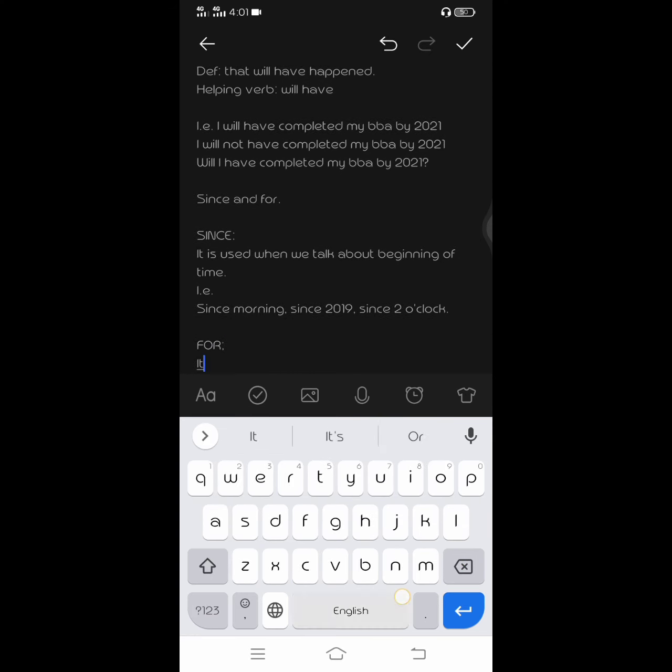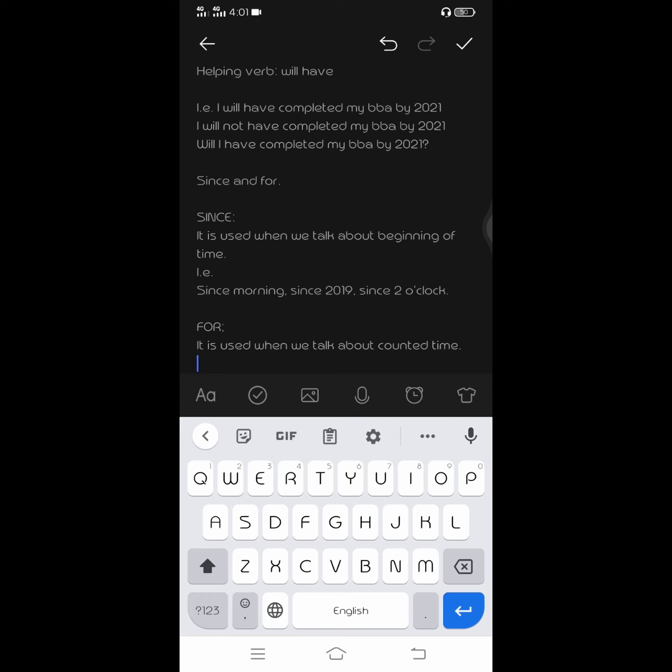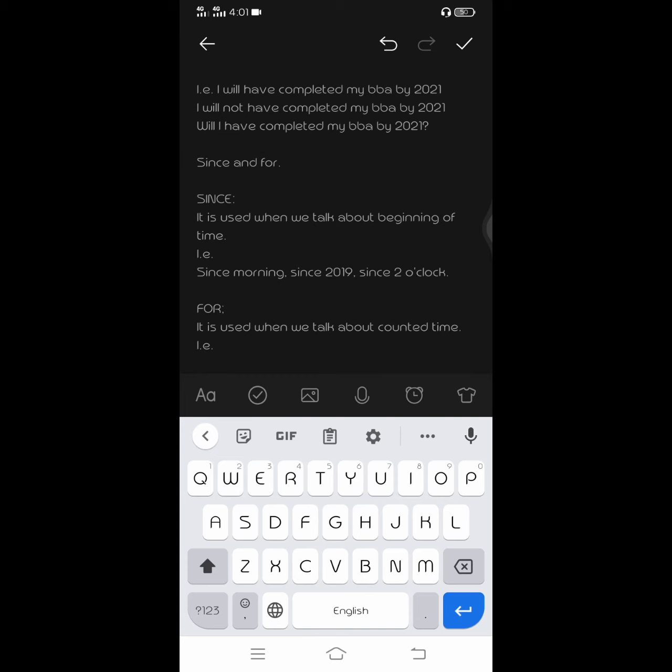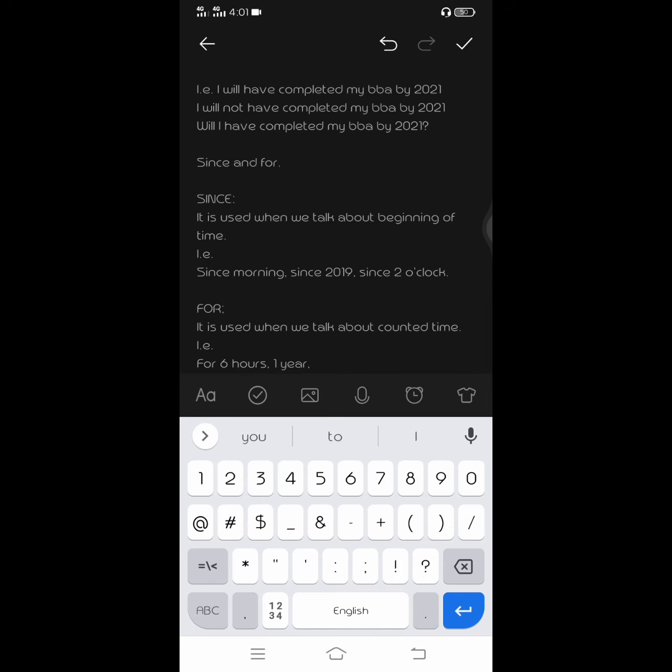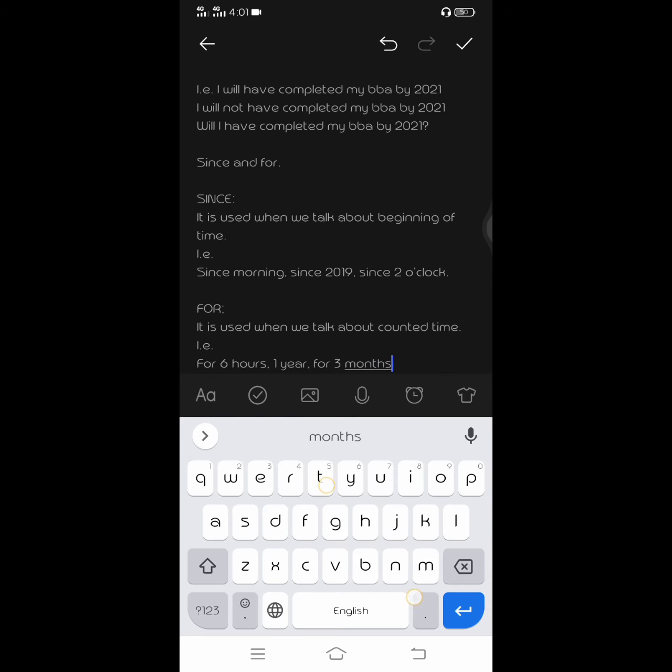Let's say it is used when we talk about counted time. For example, जो काम जैसे कि आपने अगर कोई वक्त गिन के किसी को बताया है तो उसके लिए आप फोर यूज़ करेंगे. जैसे कि आपने बोला सिंस मॉर्निंग, तो सुबह से लेकर अब तक सपोज़ 6 घंटे हो चुके हैं, तो अगर आप सुबह से बोलेंगे तो यू विल यूज़ सिंस, और अगर आप 6 घंटे बोलेंगे तो यू विल यूज़ फोर, like for 6 hours, or you would say for 1 year, or you would say for 3 months, and so on.